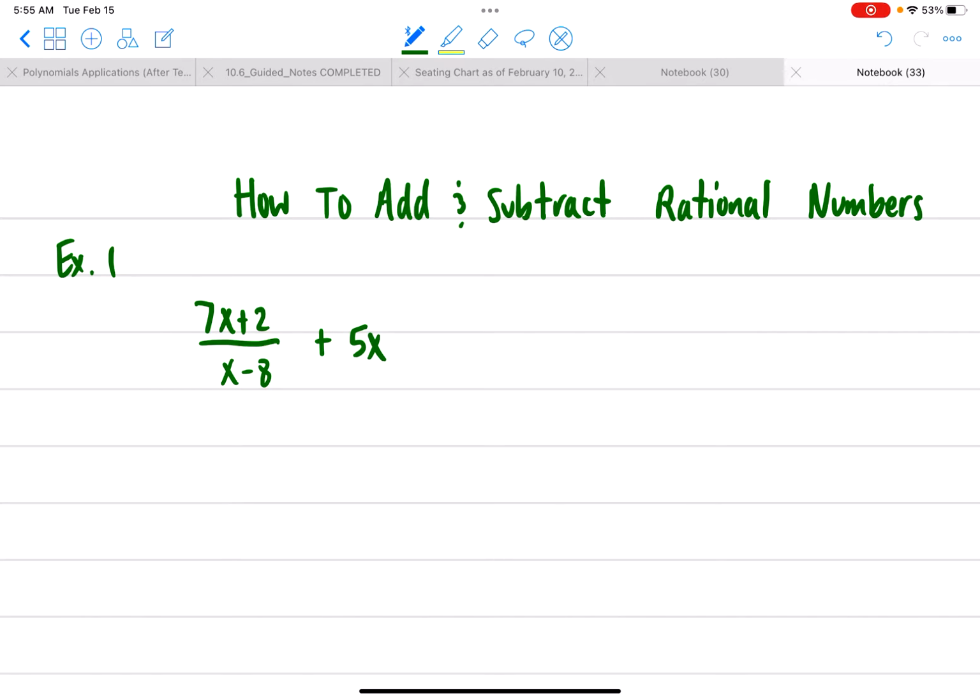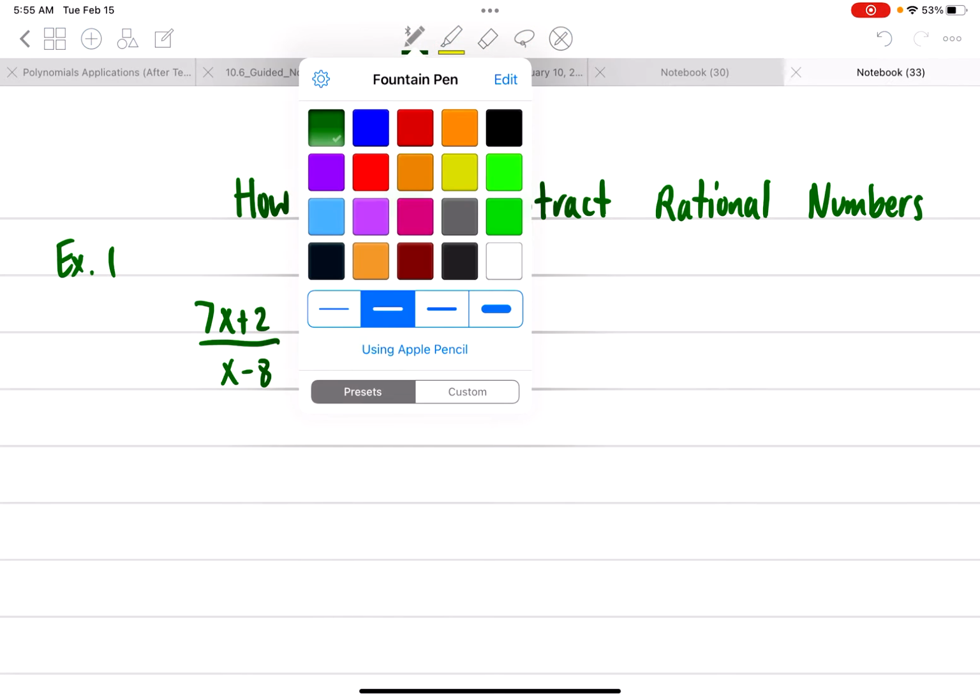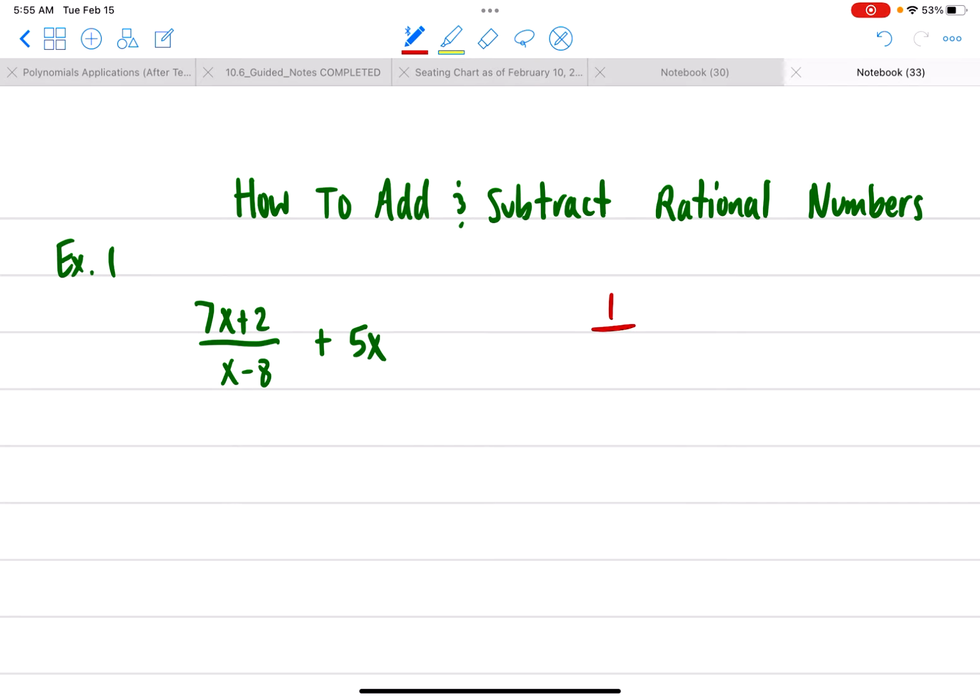Today we're going to look at how to add and subtract rational numbers. And you guys already know how to do this. You covered this in elementary school, but it gets a little more complex when we add in exponents and variables to this. So let's review really quickly, right? So if you have like 1/4 plus 1/3, how do you add 1/4 plus 1/3?